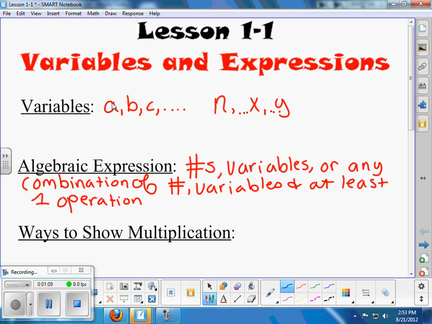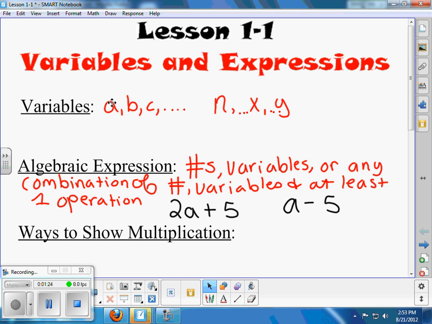An example would be something like 2a plus 5. Now that has two operations. Or something as simple as a minus 5. That would also be an algebraic expression. Notice that an algebraic expression does not have an equal sign. That would be an algebraic equation.